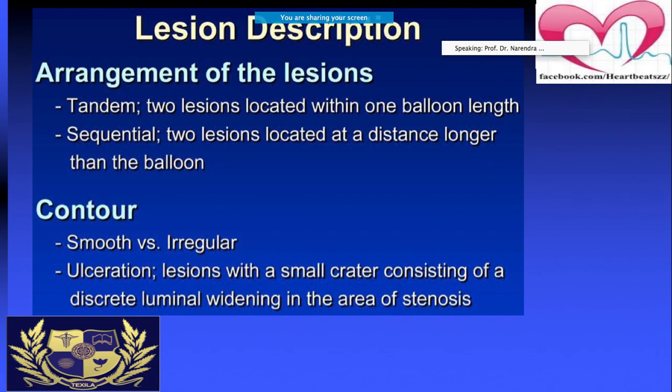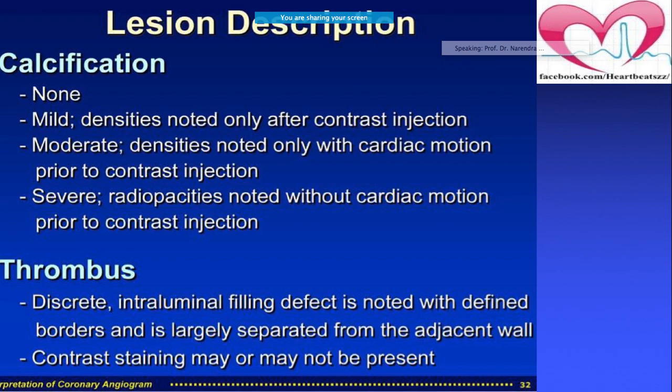So in the lesion description, I think we had already spoken about the arrangement of lesions, about the contours, like whether it is smooth, irregular, or whether there are ulcerations. Ulcerations means small craters, with discrete luminal widening in the area of stenosis. So you must always speak about the arrangement of lesions. Is it a tandem lesion, a sequential lesion? What about the contour, the calcification, and also the thrombus?